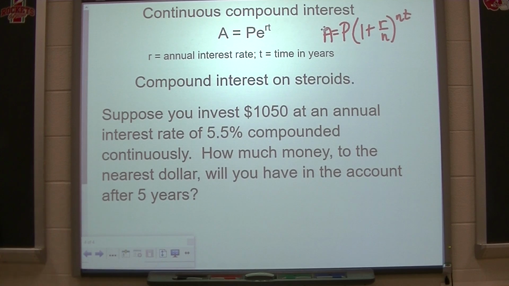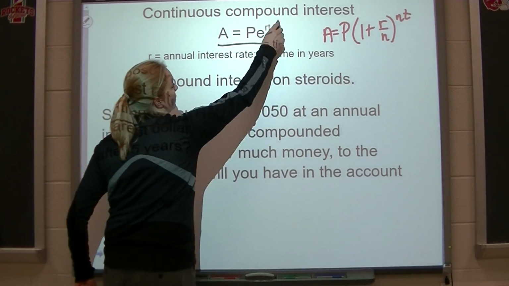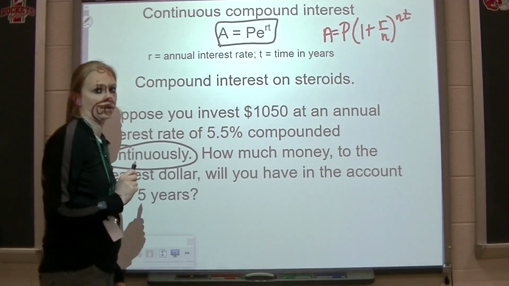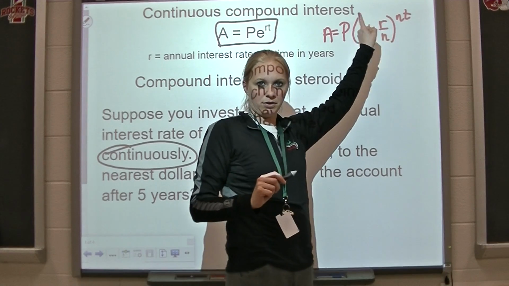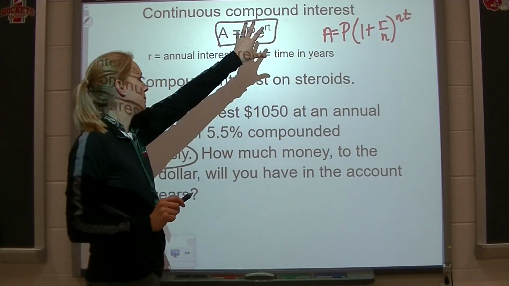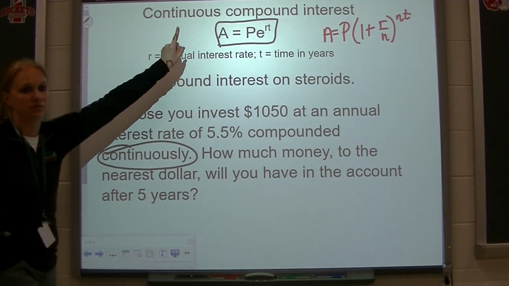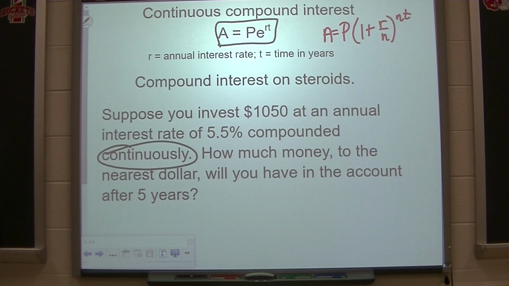So this needs to be the trigger that we are using this formula, not that one. This other formula is for when you're given compounded quarterly, monthly, weekly, annually, whatever it is. This one is for continuously. How much money to the nearest dollar will you have in the account after 5 years?